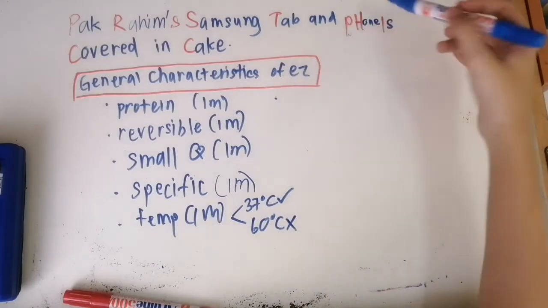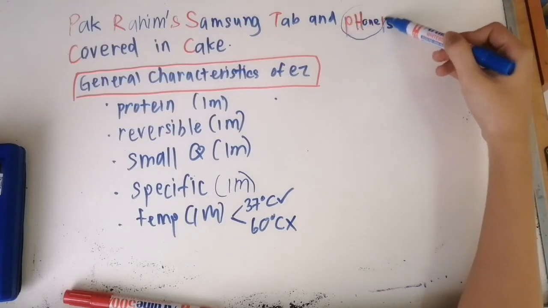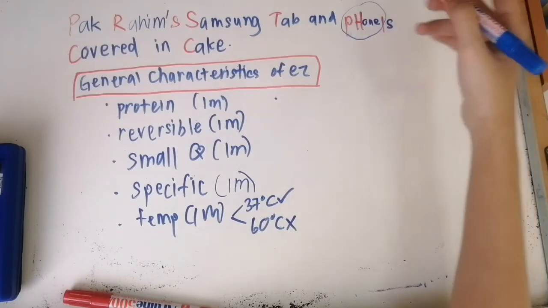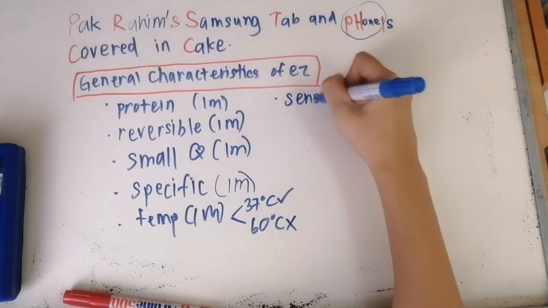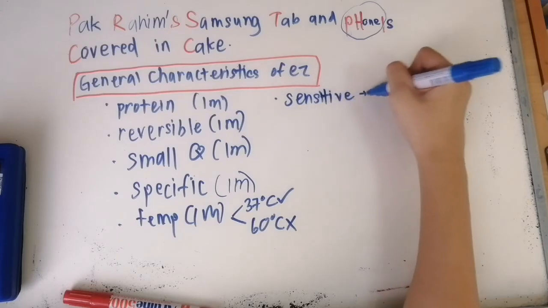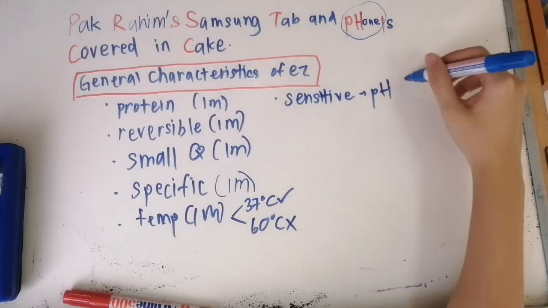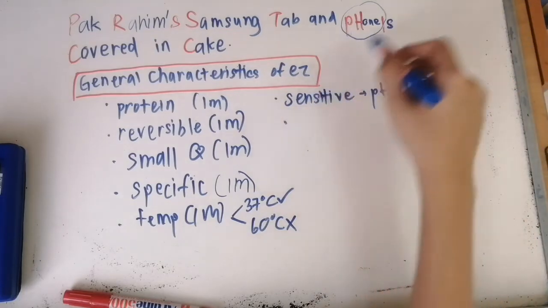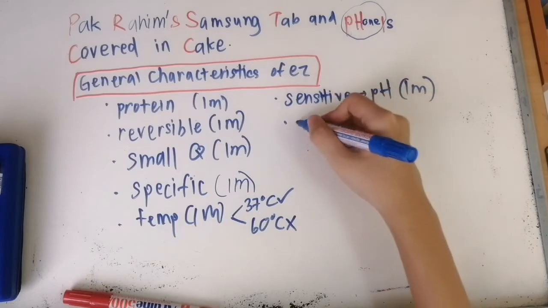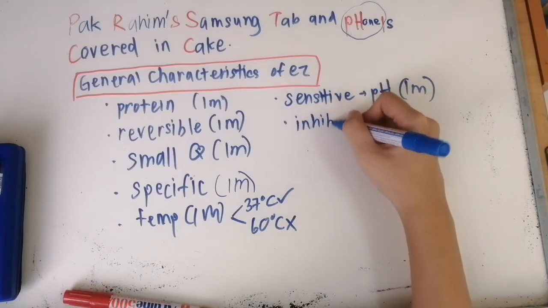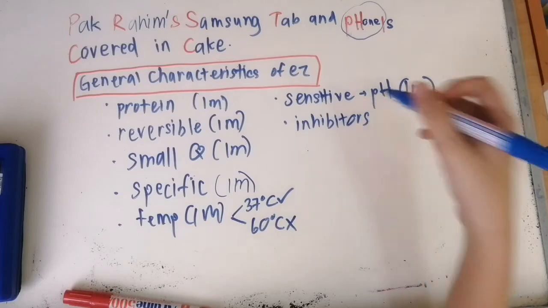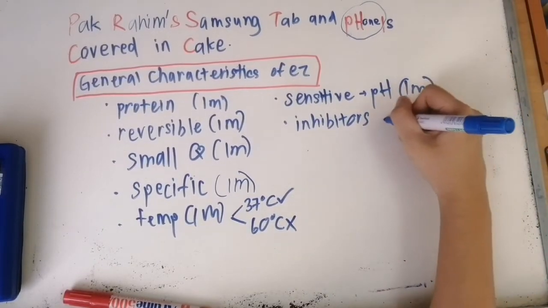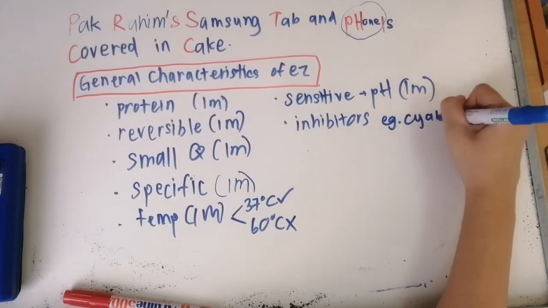Okay, pH. So the reason why we put phone here is because there's P and H. So you can easily see that this acronym stands for pH. So enzymes are sensitive to pH. For example, pepsin works best at pH 2. And next we have I. So it stands for inhibitors. Enzyme reactions are slowed down by inhibitors. For example, cyanide is an example. So example, cyanide.